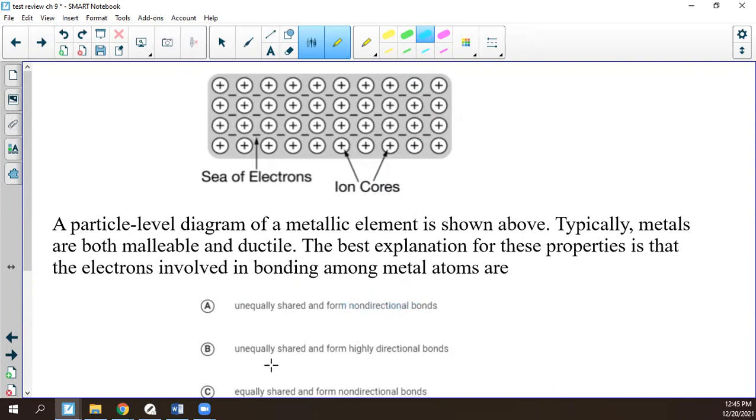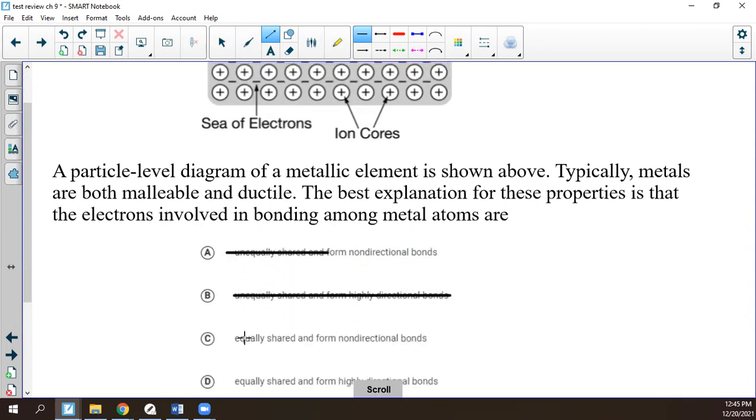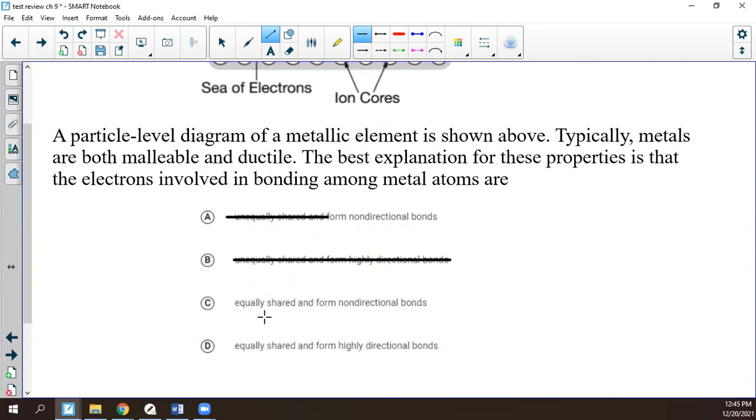Okay. B, unequally shared and form highly directional bonds. So that one's gone, right? B is 100% wrong. Is there any truth in A? Which part? There is a truth in A. All right, so that part was right, but they are not unequally shared. They're equally shared and form non-directional bonds, or delocalized. That's why electrons can flow in electricity, and that's why the bonds don't break. They just bend because the electron's like, well, I can go around that corner. I don't really belong here anyway. Are we okay with that?